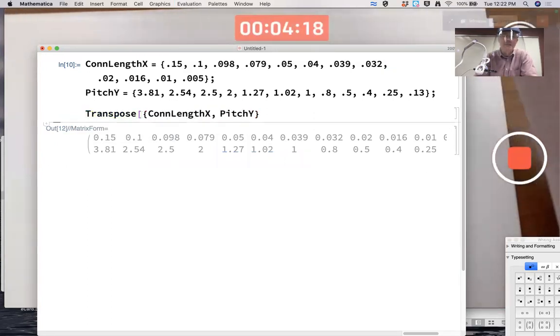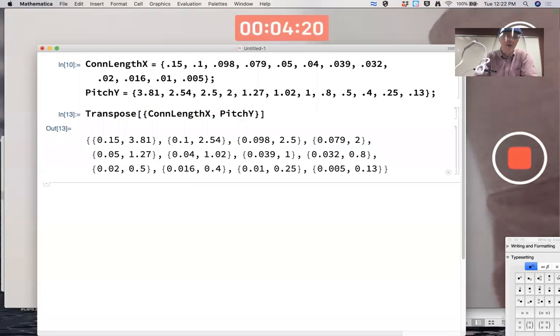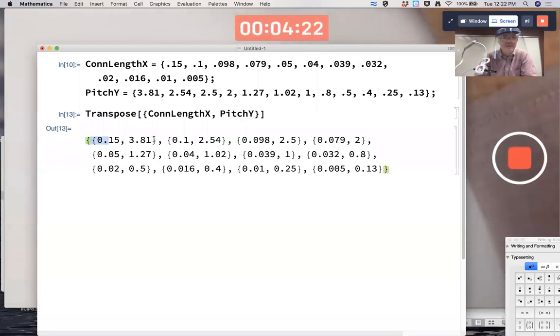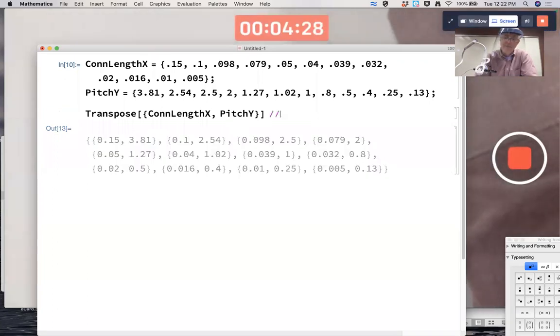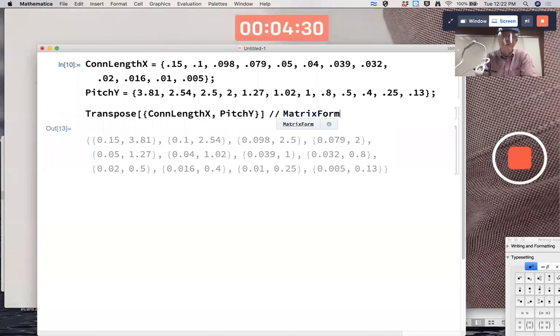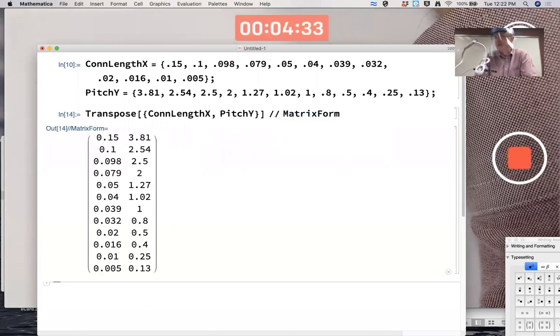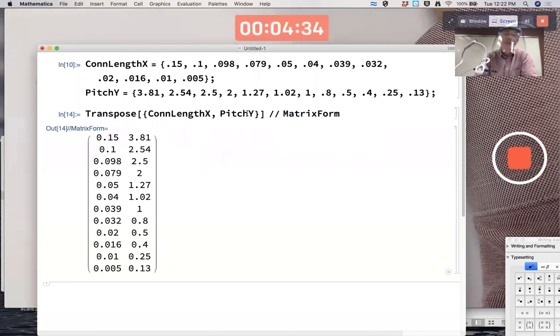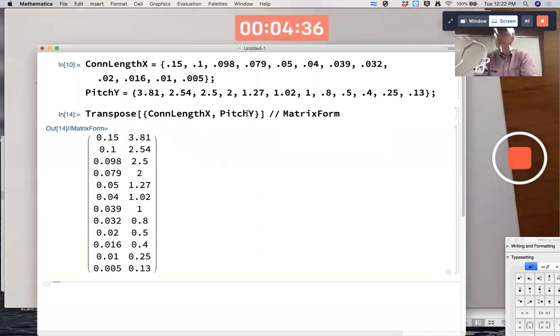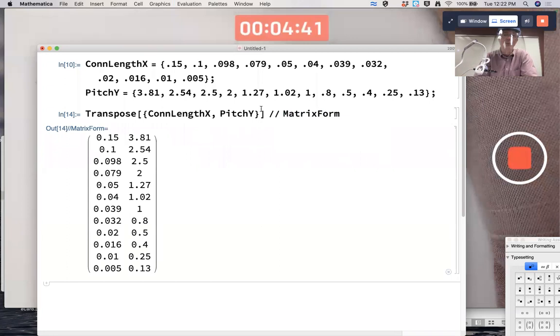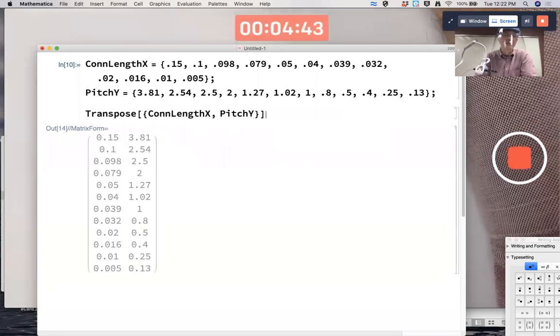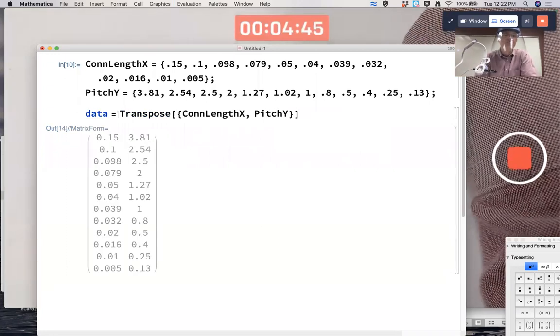Now, as a list in Mathematica, it's a list of points. You could think of each of these things as being a point, an XY point. And if you want to see what this is as a matrix, it is now a 12 by 2 matrix instead of a 2 by 12 matrix. It just switched. The first row of the first matrix became the first column, and the second row became the second column. And this is the way you want to deal with it as points. And so now I'll just call this data.